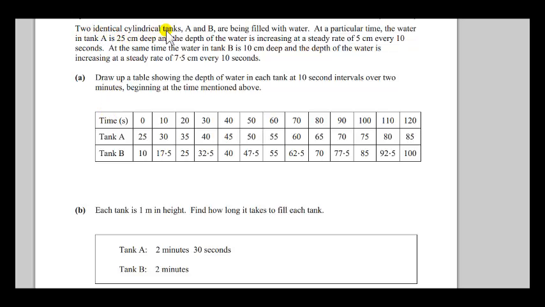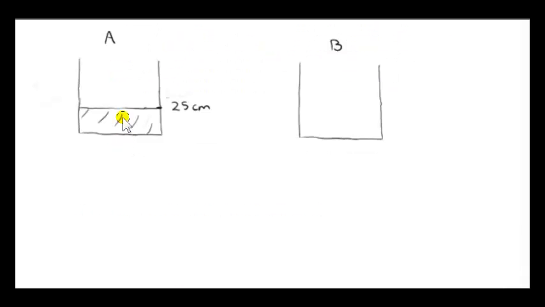Two identical cylindrical tanks A and B are being filled with water. At a particular time, the water in tank A is 25 centimeters deep, and the depth of the water is increasing at a steady rate of 5 centimeters every 10 seconds.